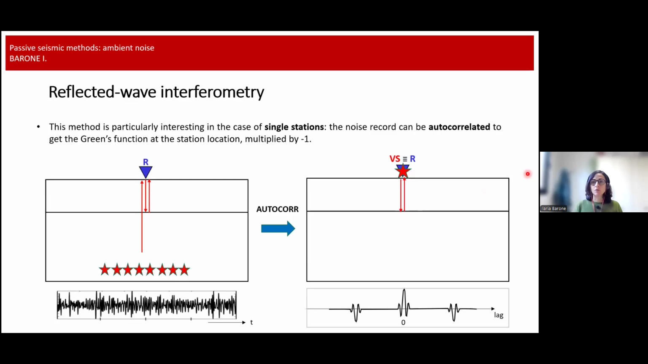And I said it's very convenient because in some cases we can only have one station, for example, on Mars. And this is one of the methods that have been used on the seismic data recorded by the seismic sensors that have been installed on Mars to get the interior structure of Mars.